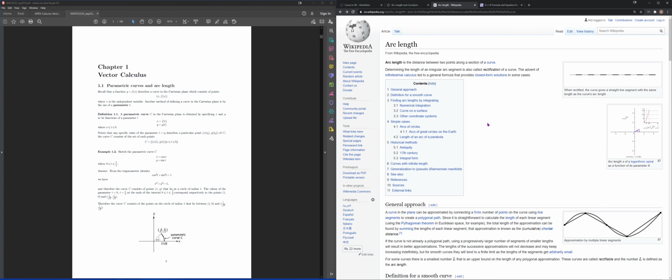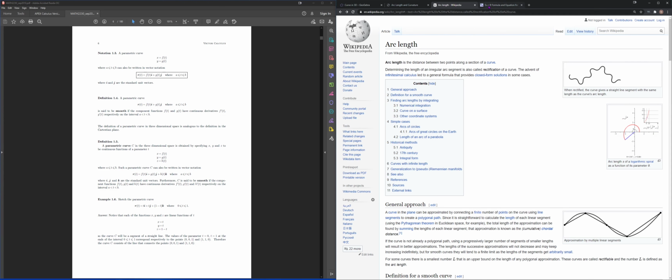Let's use this diagram here. If I have a curve over here that's not straight like this, the arc length is what you get when you straighten it out, and then you measure the straightened length. So that's what we want to do here.